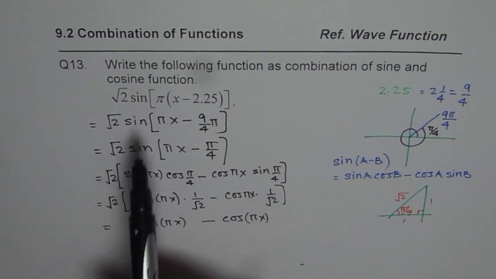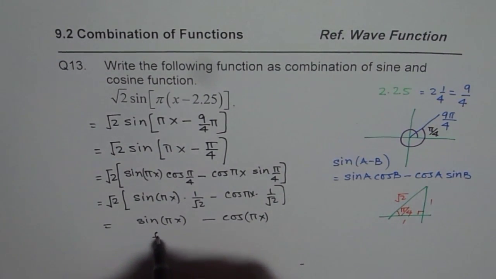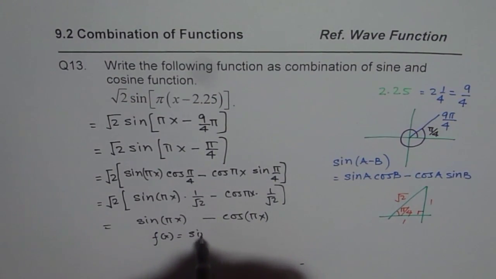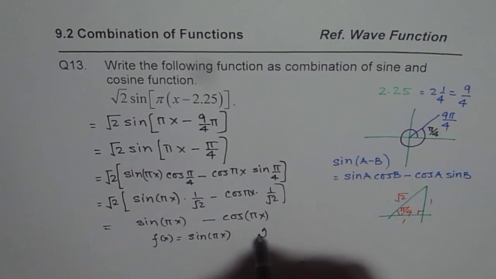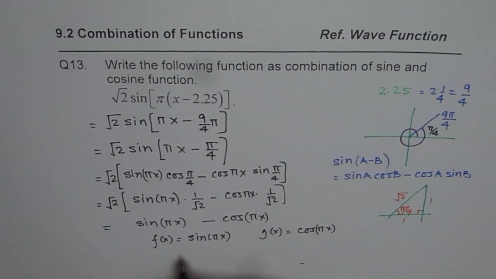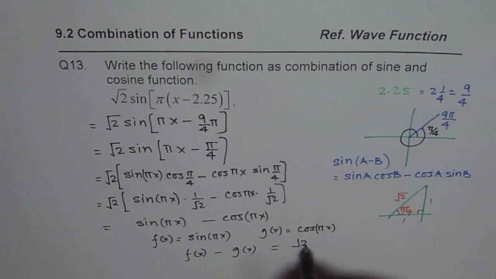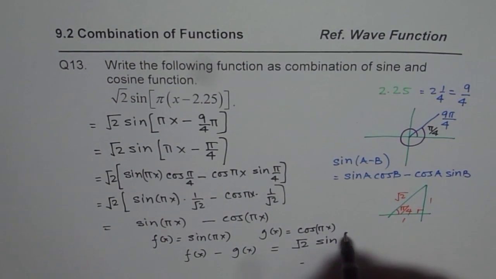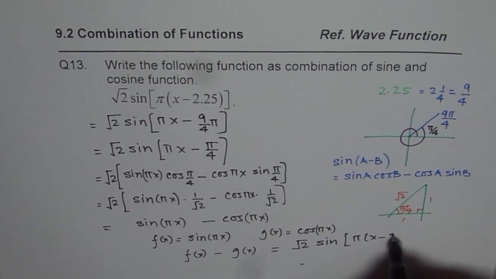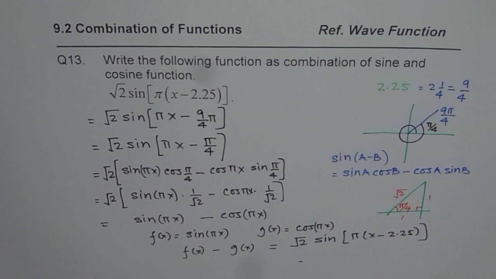So expanding it, you can directly get the combination of two functions. We can say, well, let f of x equal sine pi x and g of x equal cos pi x. In that case, f of x minus g of x equals square root 2 sine of (pi x minus 2.25). You get the answer. So that is how we can combine two functions to get the function.